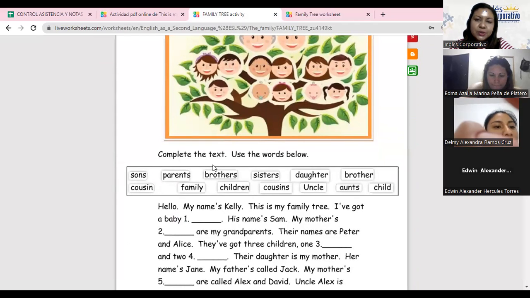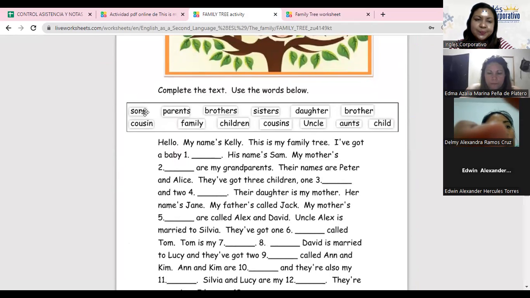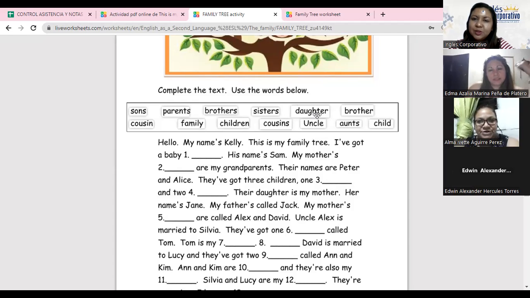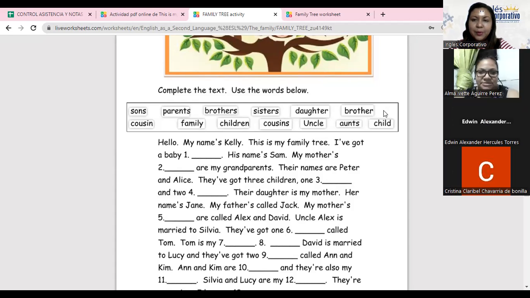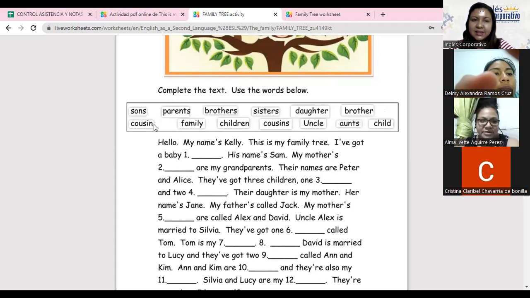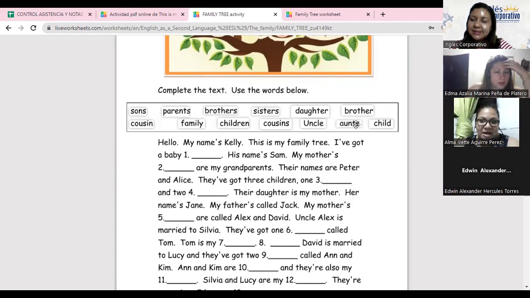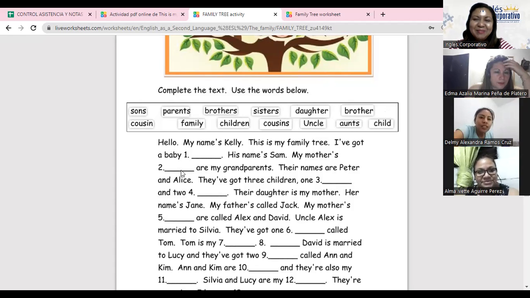We have these words. You can repeat after me. Parents, children, uncle. You're sleepy, don't fall asleep. Okay, hello, my name is Kelly. This is my family tree.